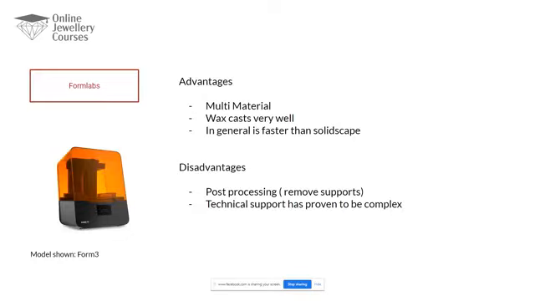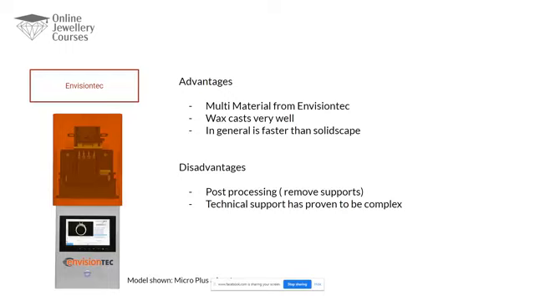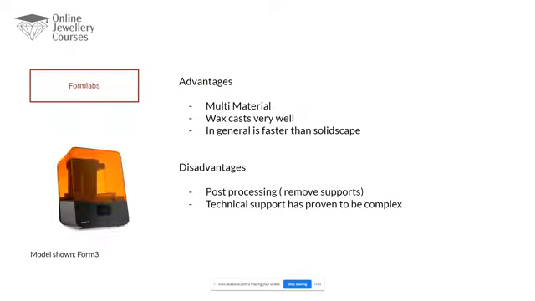Formlabs, one of my favorites. This is the Form 3. I haven't used this one, I use the Form 2. It works in the same way as EnvisionTech. It builds the model upside down. So basically here you have this plate that goes down, then it starts building from here and goes up. It's now being used for jewelry, but initially Formlabs made this printer for product design.